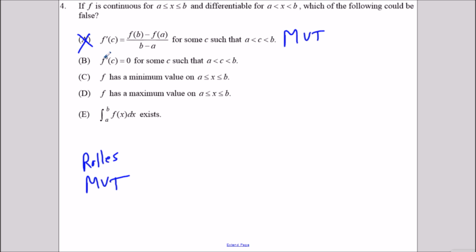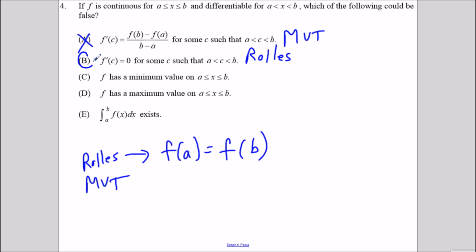Now, choice B is saying f prime of C has to equal 0 for some value C between A and B. The one extra condition we need for Rolle's theorem is that the function is equal at its endpoints. But notice in the givens, they didn't say anywhere that f of A was equal to f of B. So Rolle's theorem for choice B does not necessarily apply here because it's missing this component.